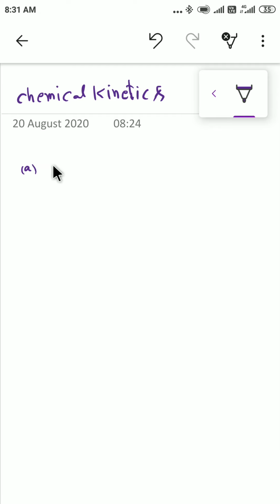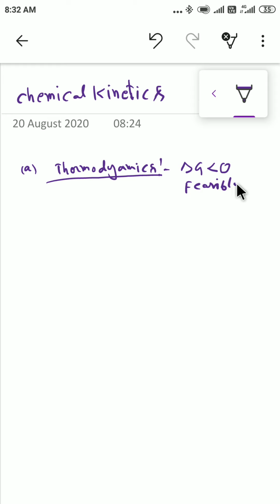Next, what is the meaning of thermodynamics? Thermodynamics deals with whether the reaction is feasible or not. If del G is less than zero, the reaction is feasible. If del G is greater than zero, it is not feasible. It means the reaction does not occur.